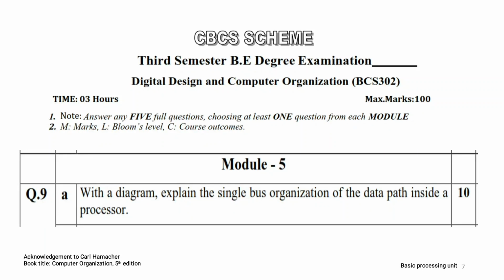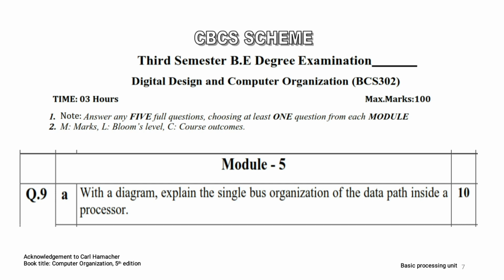Today we shall discuss question number 9a from model question paper set 1 of the subject Digital Design and Computer Organization with subject code BCS302. The question is as follows. With the diagram, explain the single bus organization of the data path inside a processor.